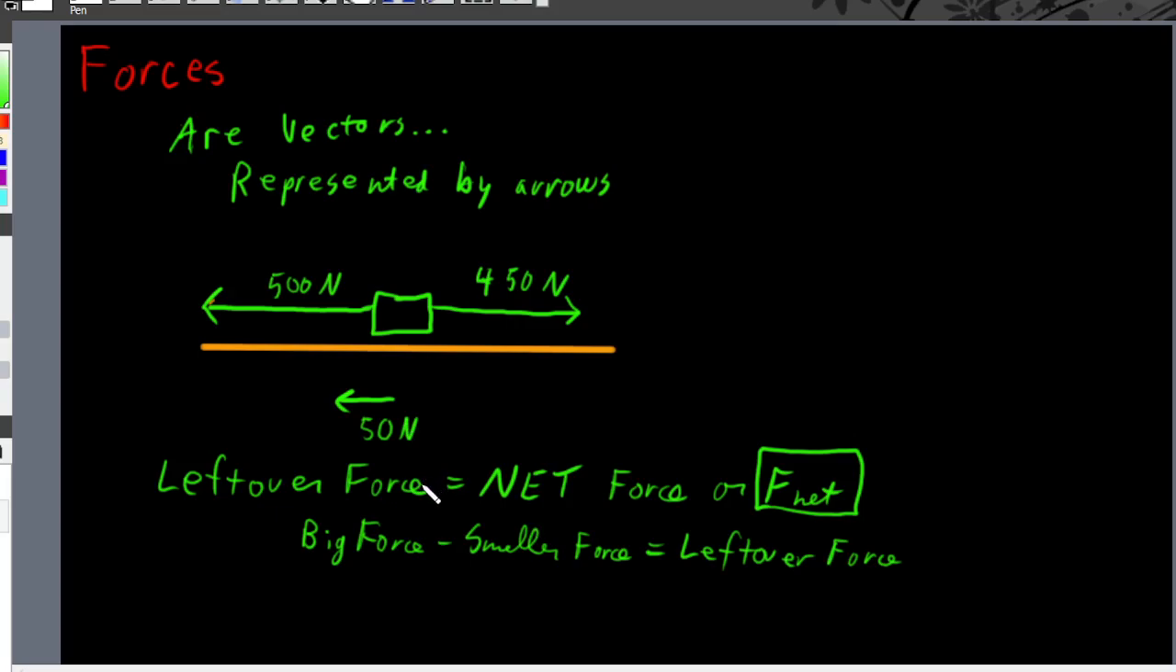All right, we'll talk more about net forces as we move through the unit, but today I just wanted to introduce that idea.